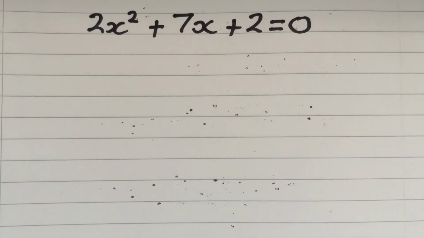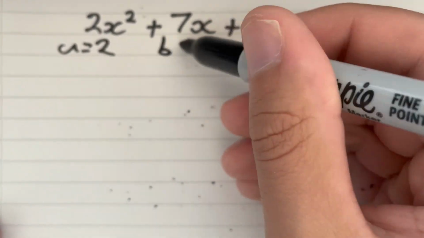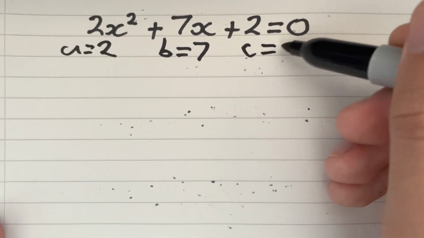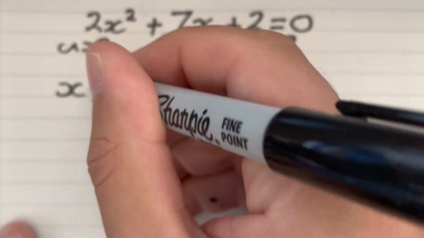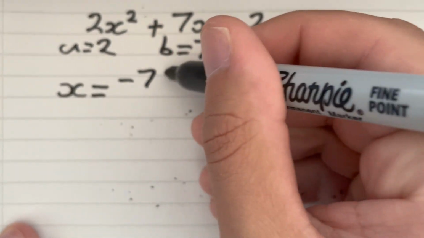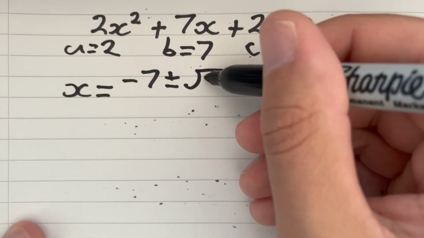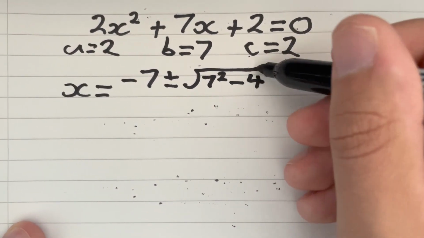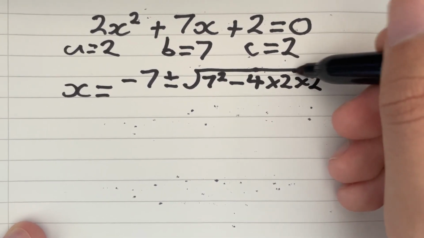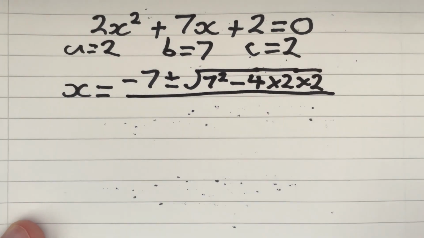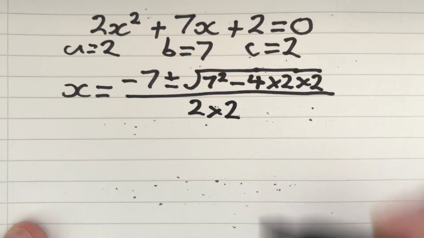Okay, one more example then. In this equation, we have 2x squared plus 7x plus 2 equals 0. And again, we want our a, our b, and our c. So a is going to be 2, b is 7, and c again is 2. So we want to put this into our formula. So x is going to be equal to minus 7 plus or minus the square root of 7 squared minus 4 times a, which is 2, and times c, which is also 2. And that's all going to be over 2a, or 2 times 2.